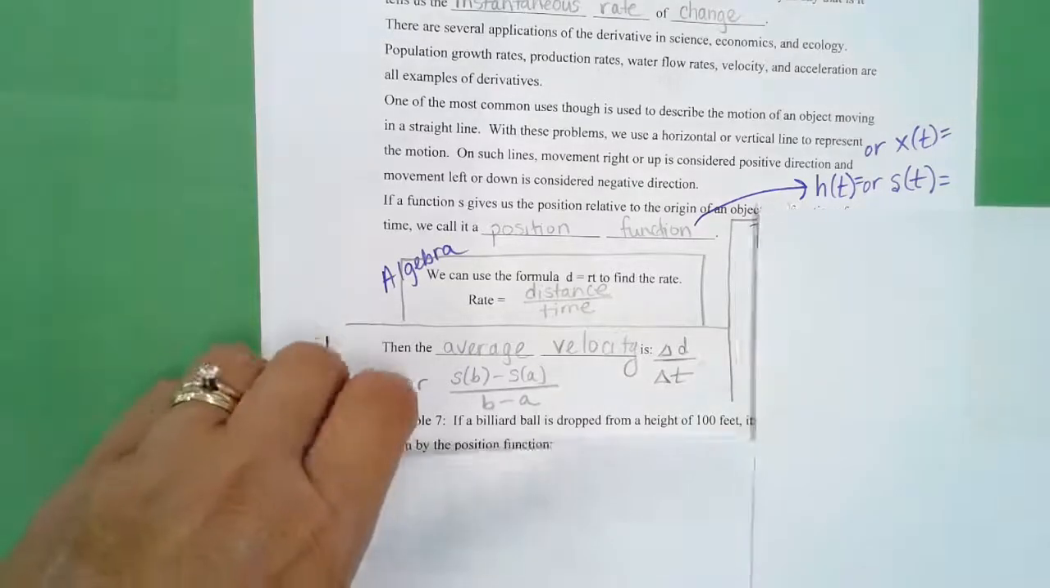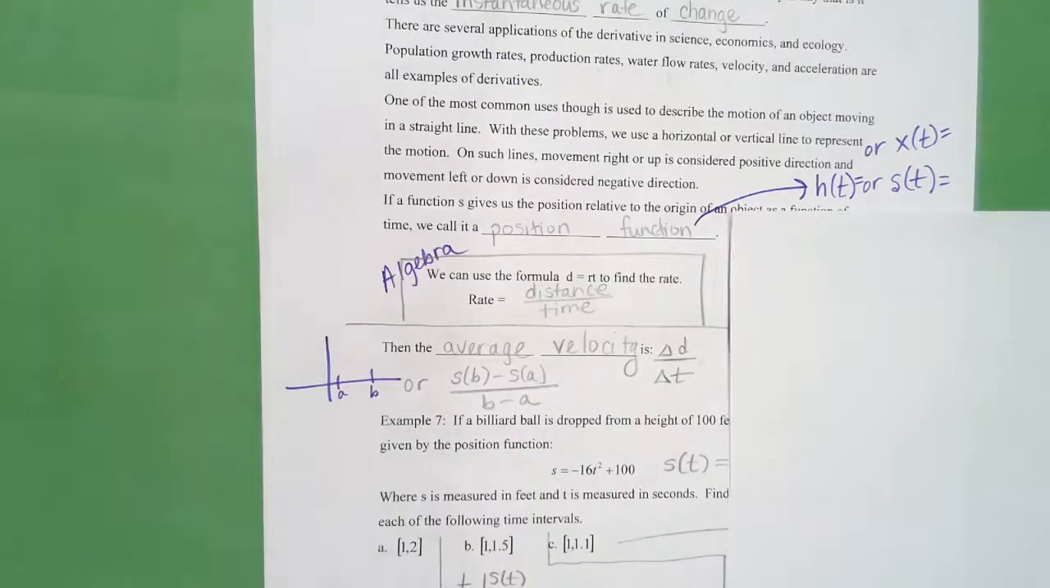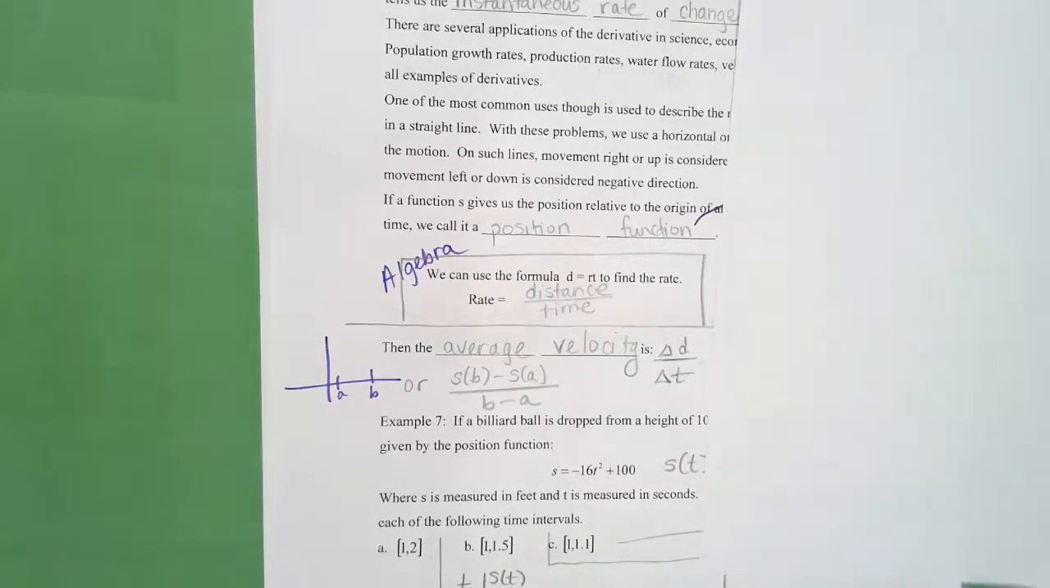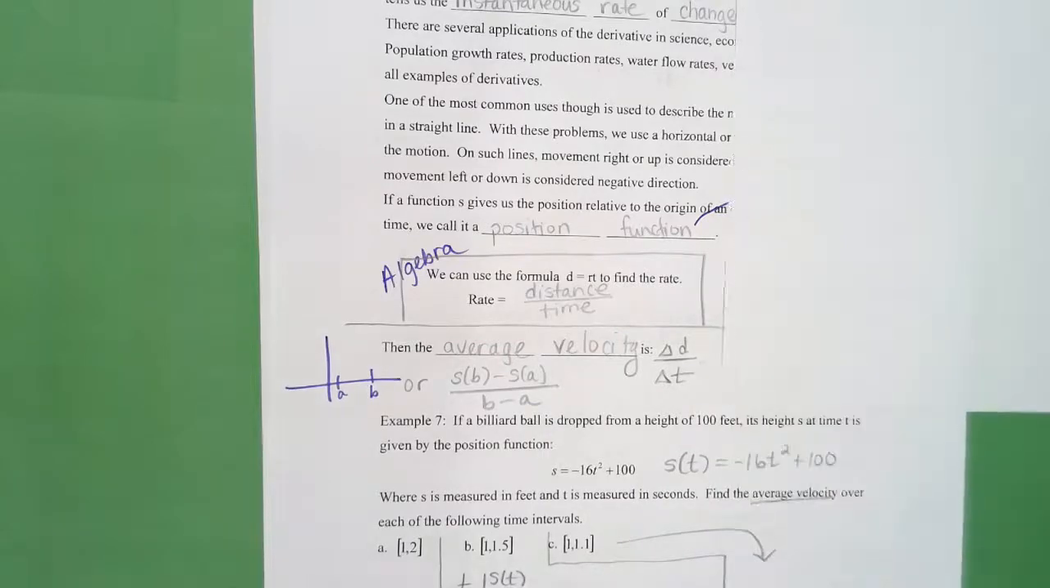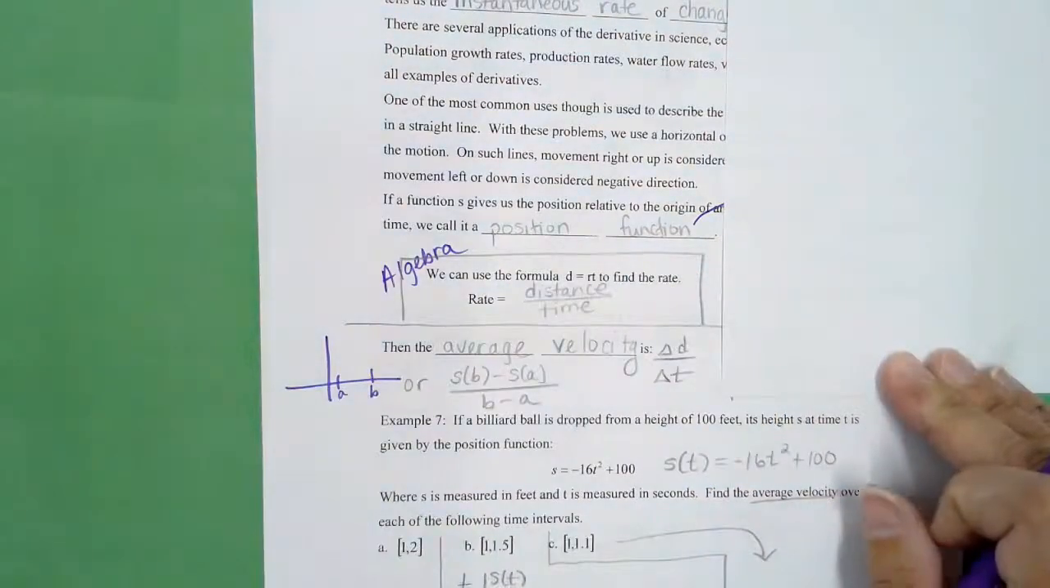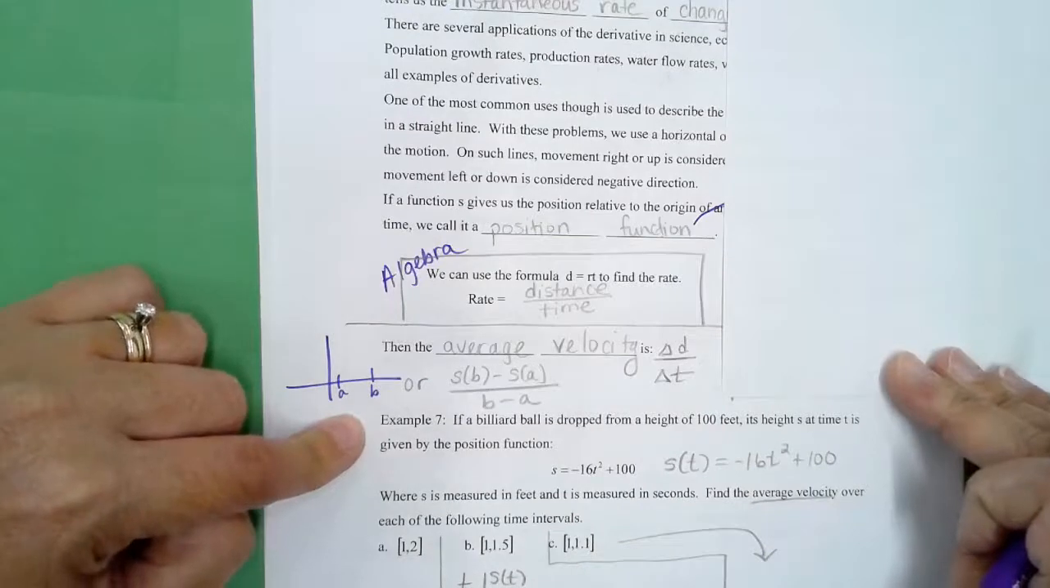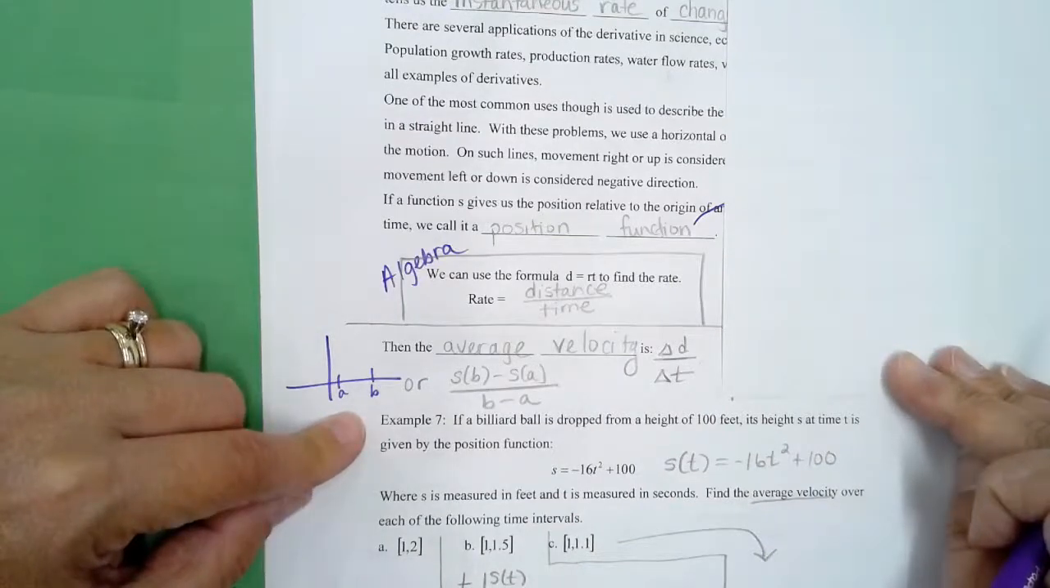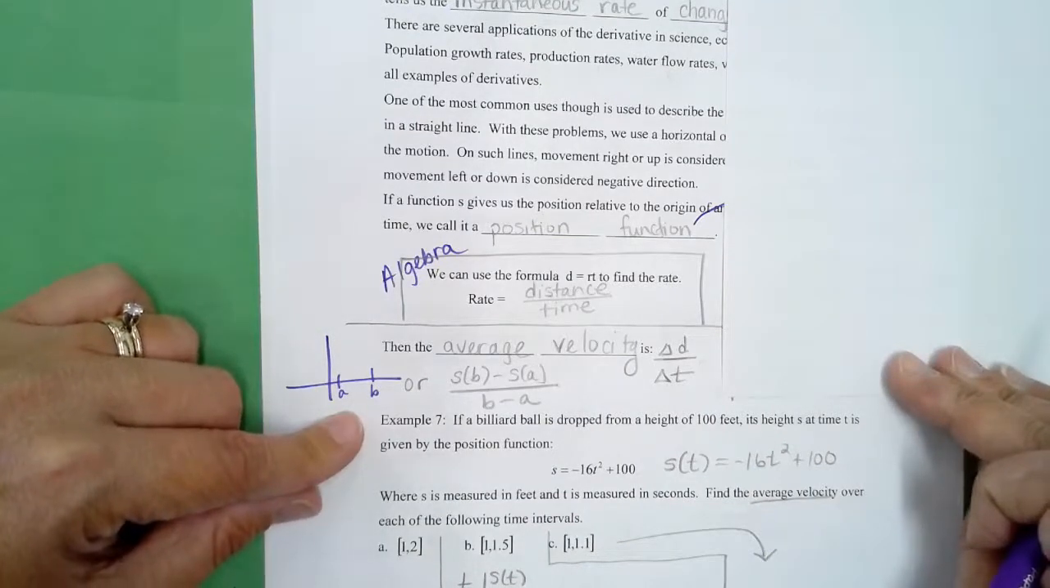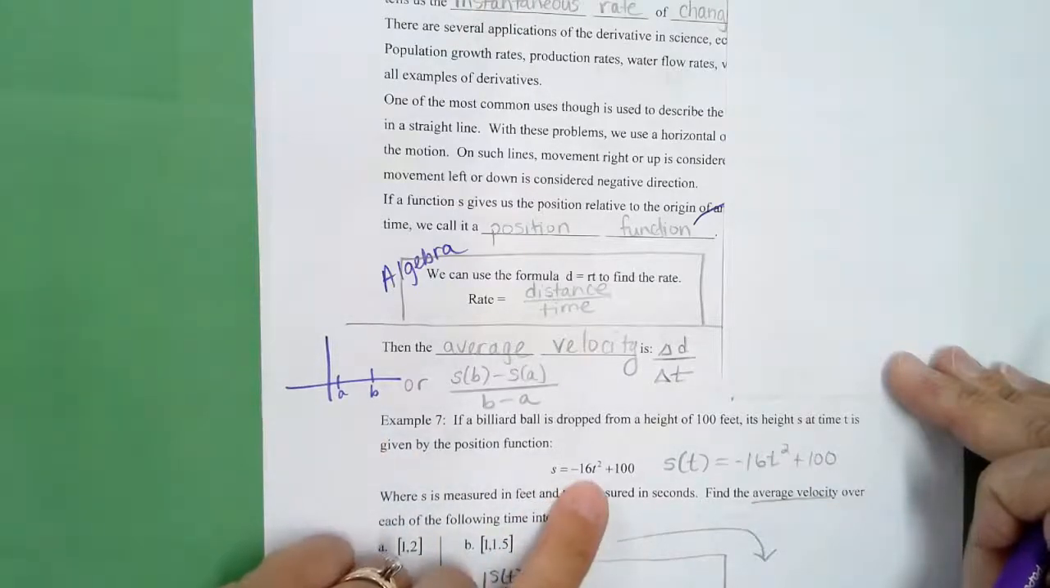So average velocity, I'm going to keep this here. Think about the average rate of change that we did. I don't know if it was notes E or F, but let's say that we have a billiard ball, like when you play pool, that is dropped from a height of 100 feet and is given by this position function here.